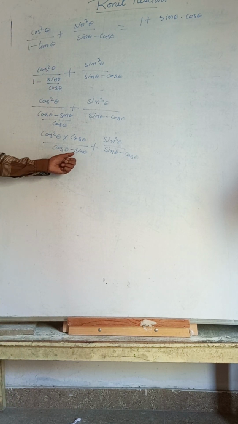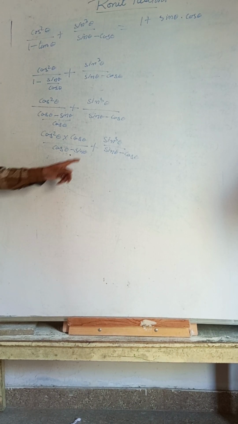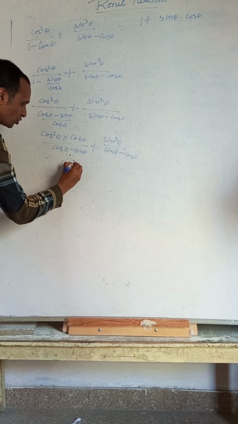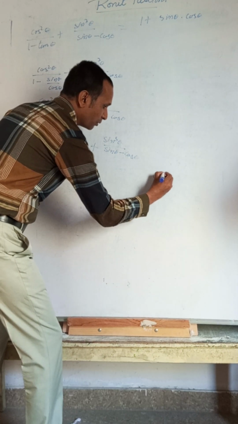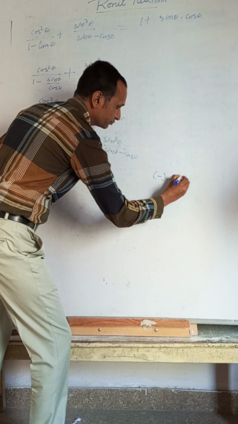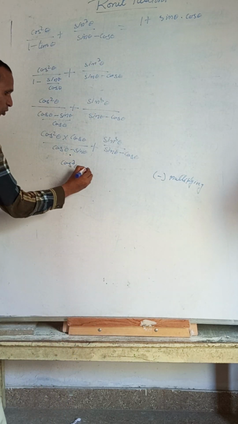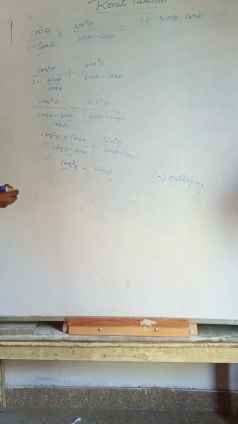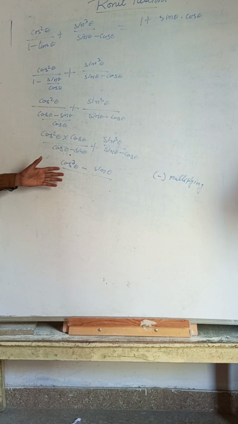Now see, cos theta minus sin theta and sin theta minus cos theta. To make it reversed, we have to multiply by the minus. This number we are multiplying by minus. So we can write cos cube theta minus sin cube theta, because of multiplying by the minus, and downside it is the same, cos theta minus sin theta. So that can be taken as an LCM.